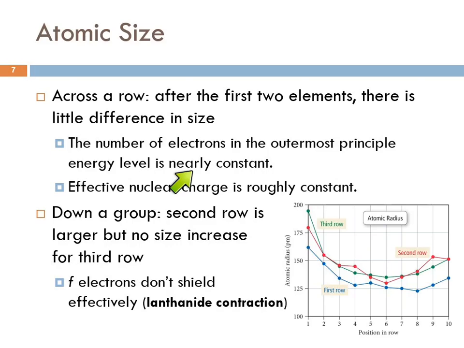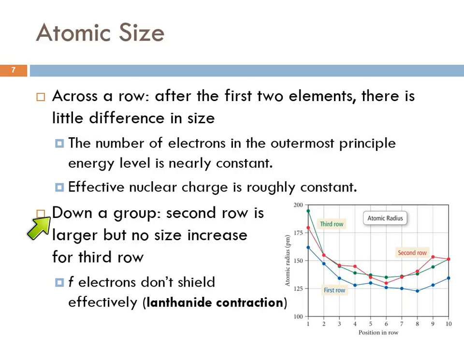is nearly constant, right? In the first row of the transition elements, they've got the 4s electrons. And as we're going across, we're adding d electrons, but we still have 2 on the outside, right? The effective nuclear charge ends up being relatively constant because we're adding a proton, but we're also adding a shielding electron. And so there's not a lot of difference in effective nuclear charge. We don't see much difference in size either.